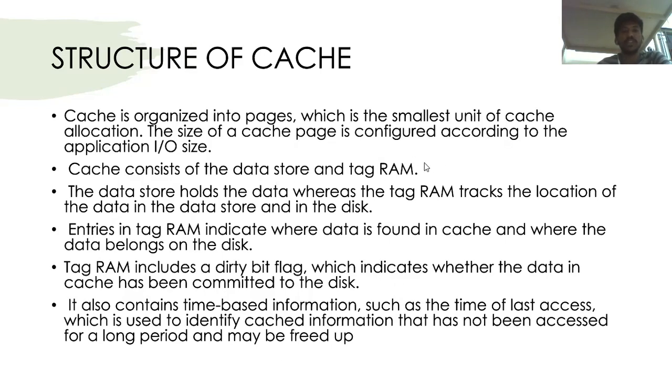On intelligent arrays, write data is placed in cache and then written to disk. Structure of cache: cache is organized into pages, which is the smallest unit of cache allocation. The size of a cache page is configured according to the application input or output size.